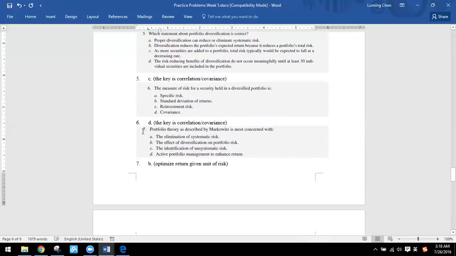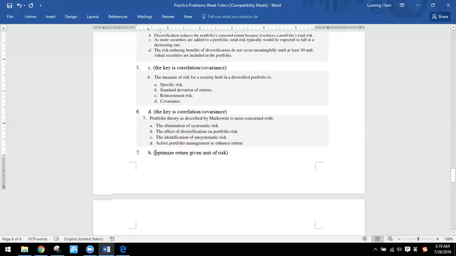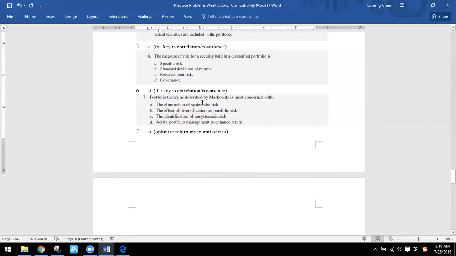7. Portfolio theory as described by Markowitz is most concerned with A, the elimination of systematic risk. No, you will never eliminate systematic risk. B, the effect of diversification on portfolio risk. This is the right answer because Markowitz is concerned with optimizing the return given a unit level of risk.